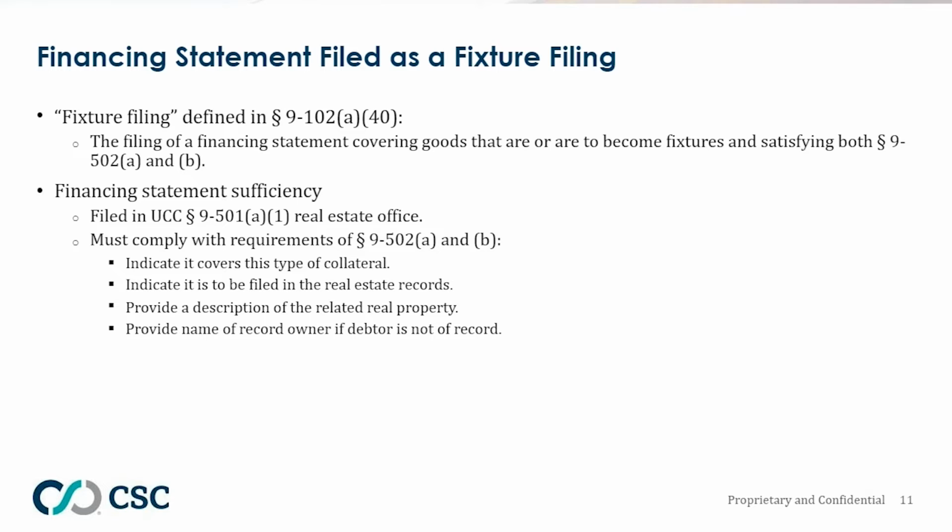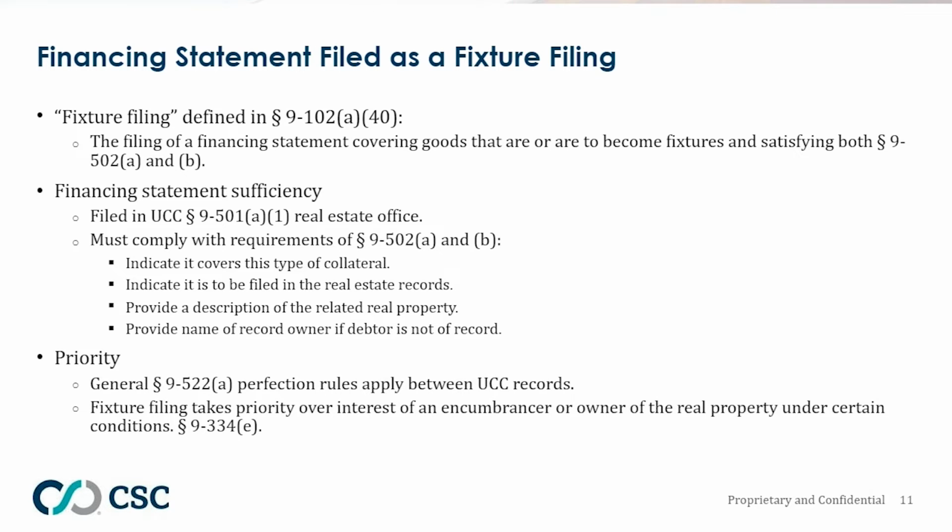Now, once a fixture filing has been recorded, it will have priority from the date of recording under the normal revised Article 9 perfection rules. So the general rules apply, at least with respect to other UCC records, including records filed at the state level. There's at least one case out there that said a state level UCC filed in the location of the debtor took priority over a fixture filing in the real estate records of a different state because between UCC records, the perfection rules, the general rule will govern.